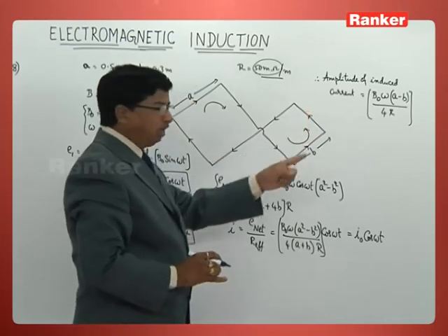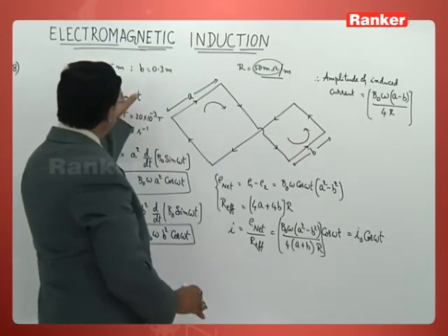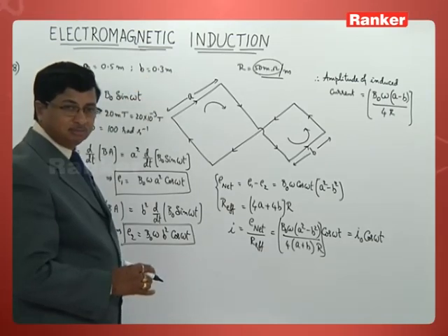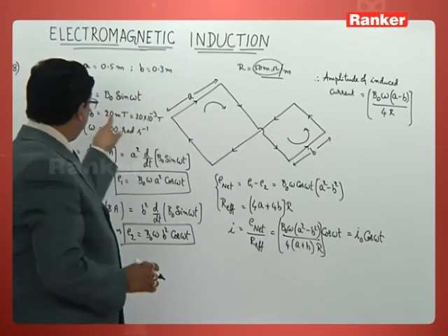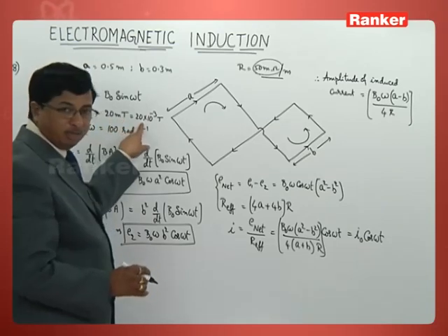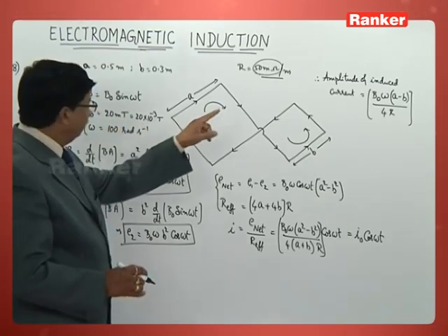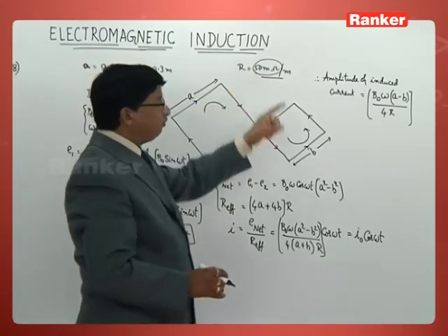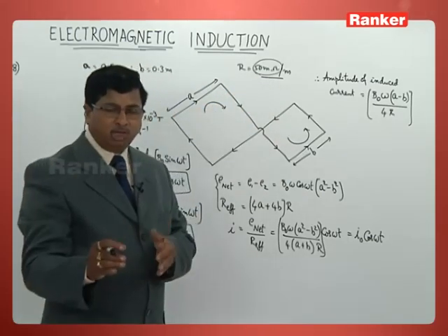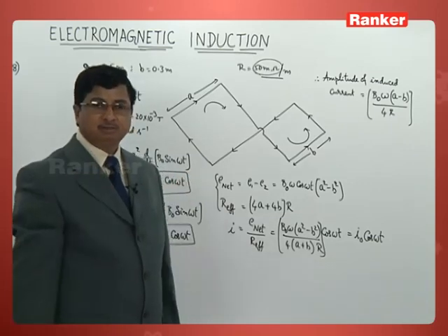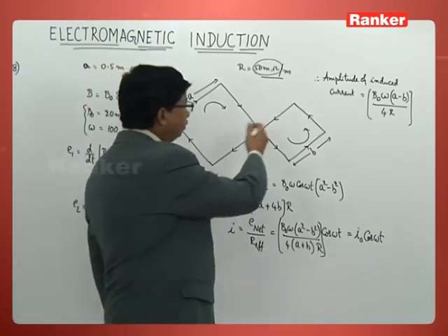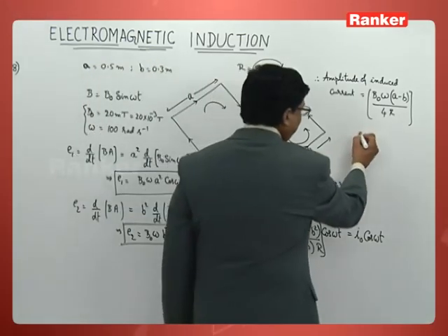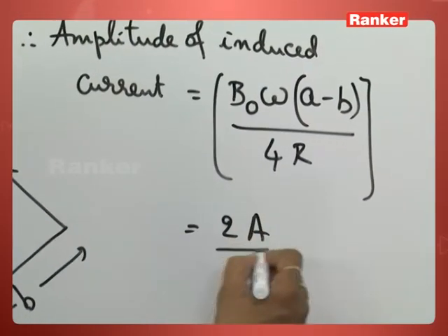Look carefully. A is given 0.5, B is given 0.3, and the value of B naught is given 20 into 10 power minus 3 Tesla. The value of omega is given 100. R value is given 50 milli ohm. Every value he has provided. Just substitute them all there, and you will get the amplitude as simply 2 ampere.